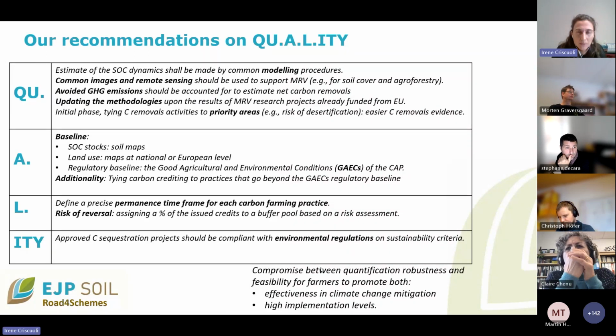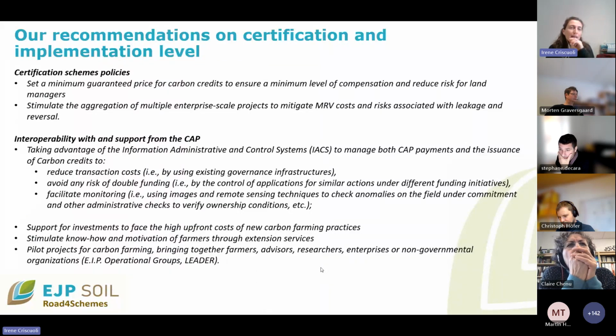From a certification and implementation point of view, we believe that maybe we should set a minimum guaranteed price for carbon credits to ensure a minimum level of compensation for farmers and reduce their risk. And also stimulate the aggregation of multiple small-scale projects into bigger projects. This can help farmers to mitigate MRV costs and the risk of leakage and reversal that I didn't describe so well in this presentation, but you have heard of it before.